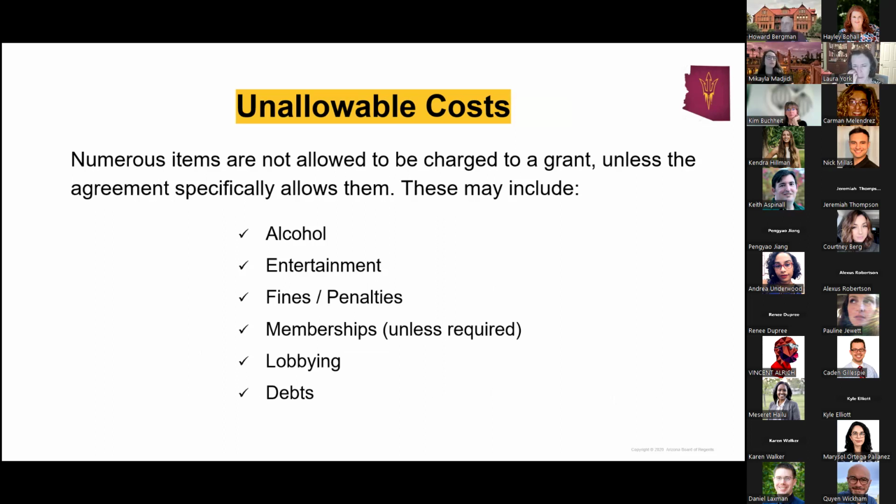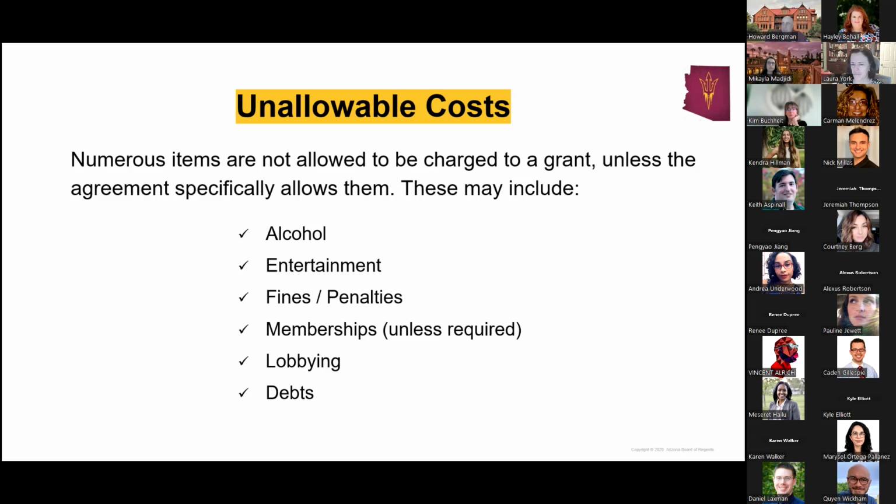All right, thanks. So obviously for some of these items, a number of them are not allowed to be charged to a grant, again, unless the agreement specifically includes them or there's a requirement, such as for memberships. So these items that are unallowable may include alcohol, entertainment, fines or penalties that may be incurred. So for example, if you get a parking ticket because you're late to go to a meeting for the grant, you're personally responsible for that. You can't charge that to the grant because you were late to the meeting and got a ticket.